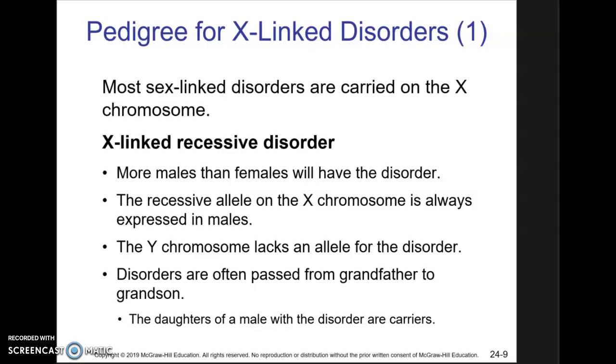Okay, what is the pedigree for X-linked disorders? Most X-linked disorders are carried on the X chromosome, right? We already know that because it's X-linked. For an X-linked recessive disorder, more males than females will have the disorder. The recessive allele on the X chromosome is always expressed in males. The Y chromosome lacks an allele for the disorder. We also know this. Disorders are often passed from the grandfather to the grandson, so the daughters of a male with the disorder are going to be carriers.